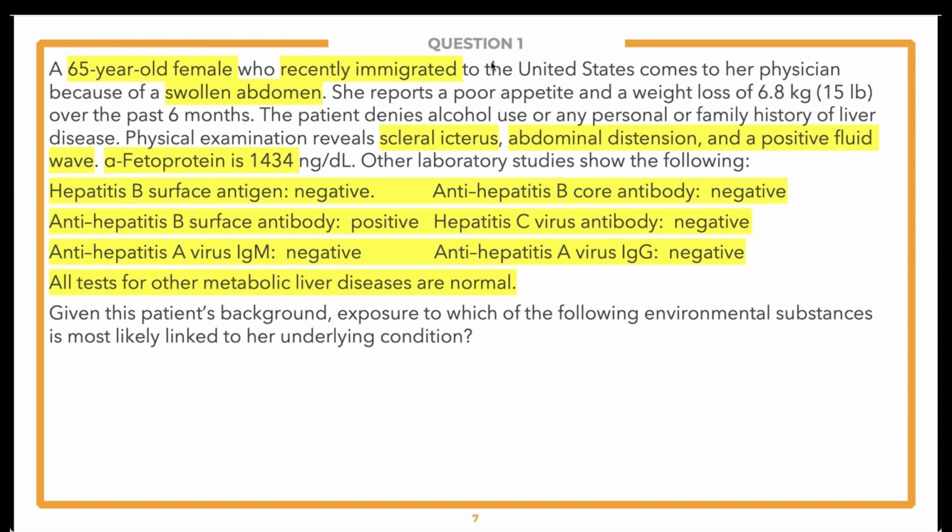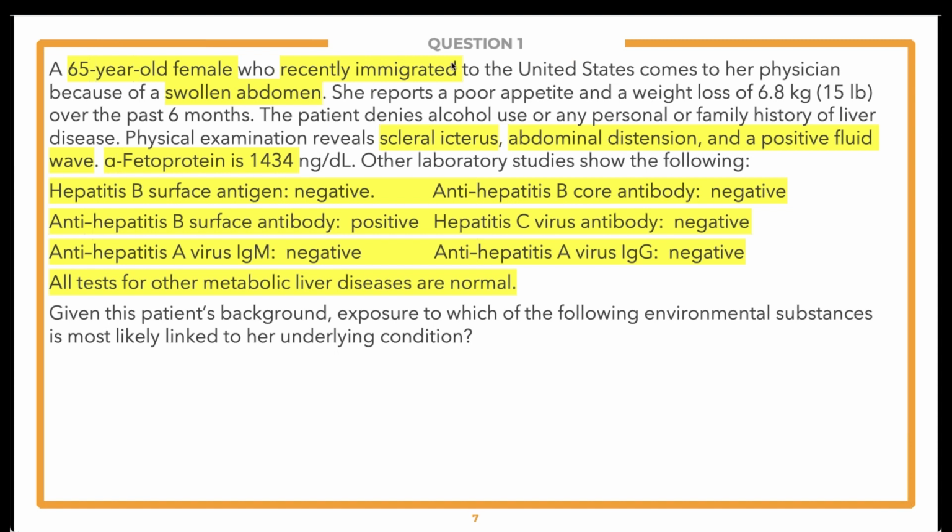Scleral icterus, so what does that mean? Another potential sign of liver dysfunction. Abdominal distension and positive fluid wave, so what is coming to mind when you see that? And then elevated alpha fetoprotein, which can be a marker for a particular disorder. I'm trying not to give too much away here as we get into it, but let's think through it. All of those tests are going to be important for you to understand and know.